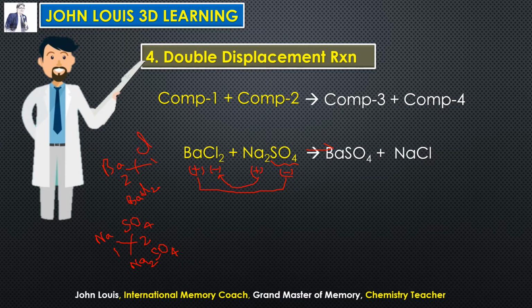How do you get the formula? You cannot simply combine the symbols. Barium is Ba, sulfate is SO4. Both have valency 2 and 2. Simplify, 1:1. Therefore you get BaSO4.